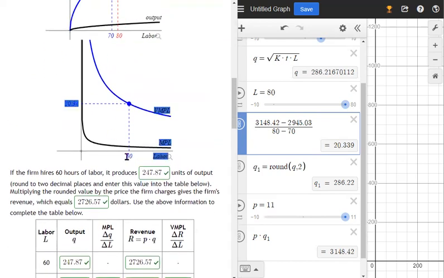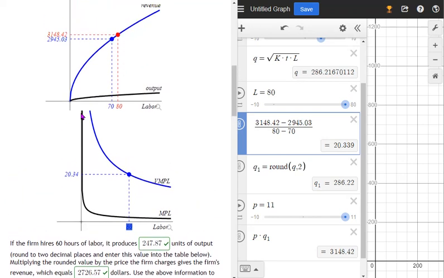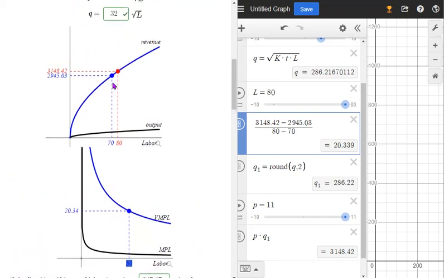80 hours of labor demanded means the value of marginal product of labor is 20.34. That 20.34 is the slope of the line segment from this blue dot to this red dot. And that's found by taking the difference in the heights, the revenues, that correspond to these labor hours demanded, 80 and 70. So this difference divided by that difference is the 20.34, technically speaking. But in economics, we're going to interpret the slope at this red dot here to be 20.34.